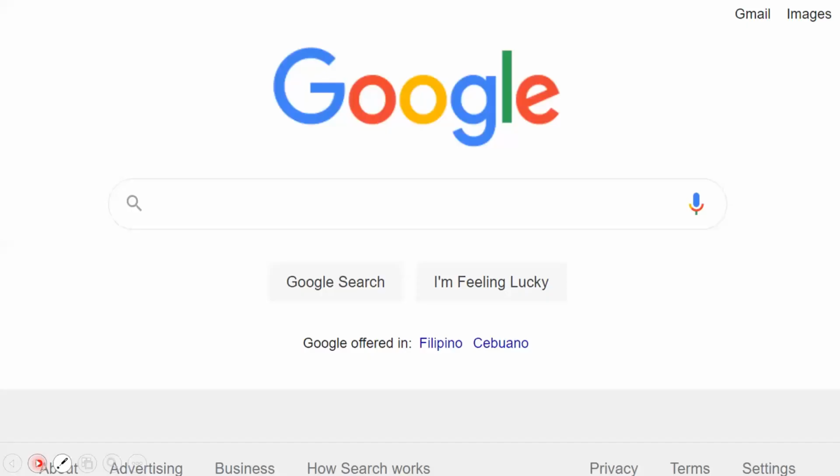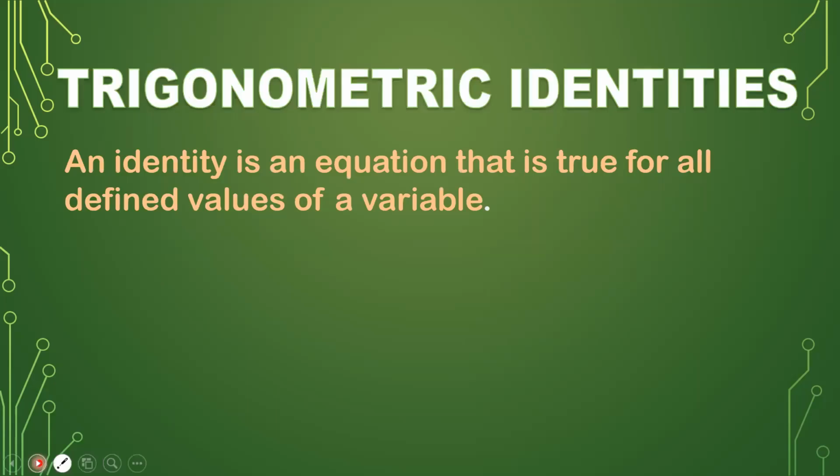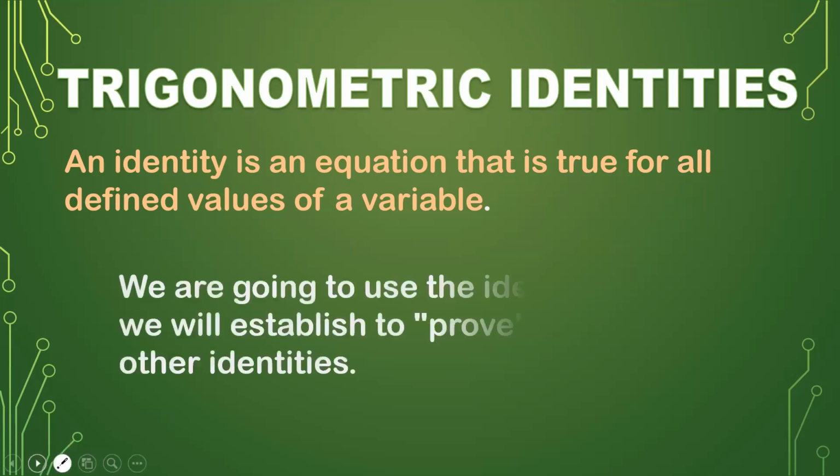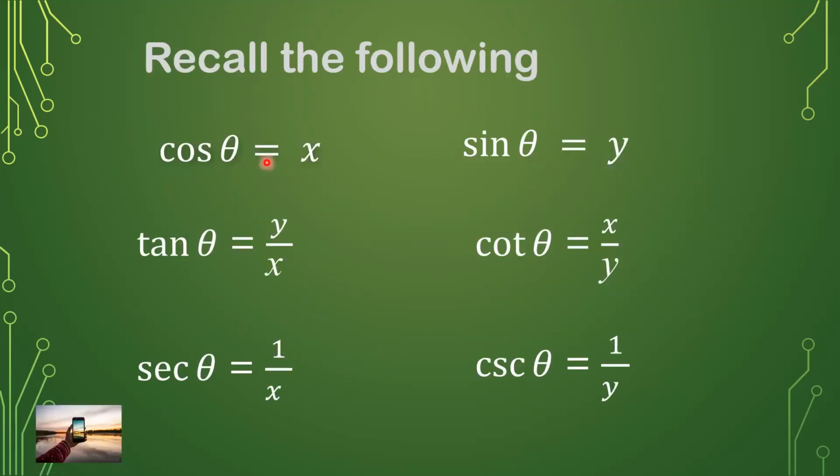So ano nga ba itong mga trigonometric identities na to? What are these? To define an identity, it's an equation that is true for all defined values of a variable. Say it's true for all theta or for all x, depending on the variable present in the equation. So we are going to use the identities that we will establish to prove or establish other identities. So the algebra will also play an important role here. Some prerequisite skills will be factoring or special products. Okay. Let's recall the following.